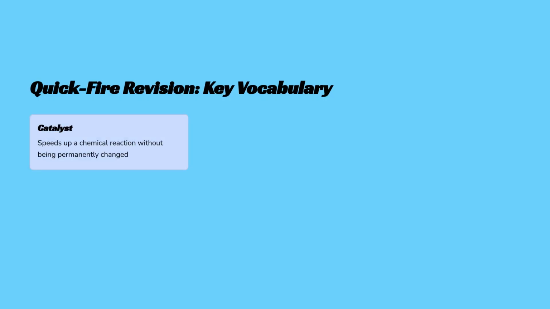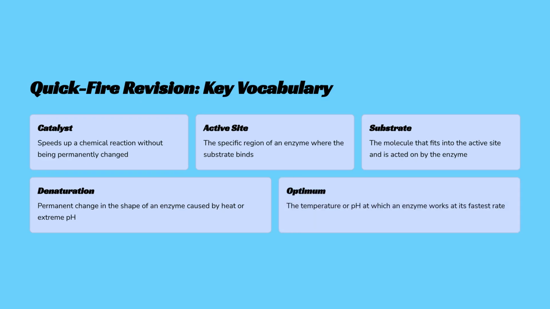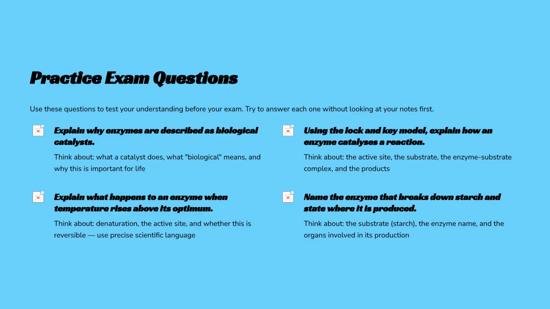Make sure you know the key vocabulary. A catalyst speeds up a reaction. The active site is where the substrate binds. Denaturation is the permanent shape change due to heat or pH, and the optimum is the condition for the fastest rate. Test your knowledge with these practice questions.